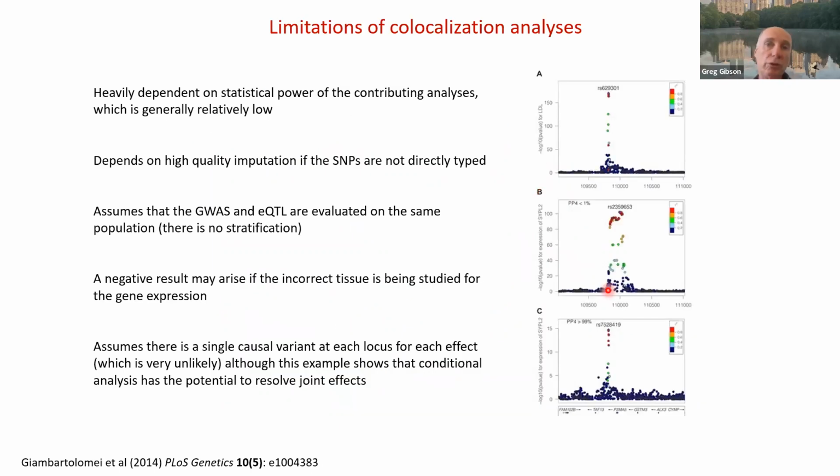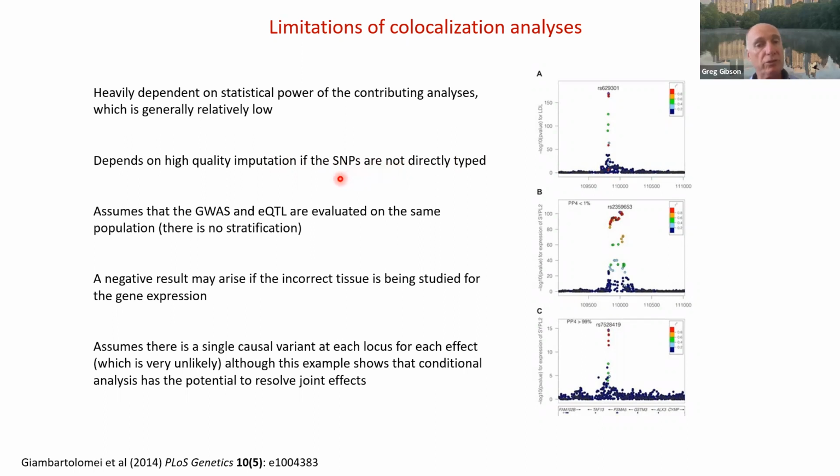So, limitations of co-localization analyses: it's heavily dependent on statistical power in the contributing analyses, which is generally relatively low. So if you're only dealing with a sample of a couple of hundred, then you're probably not going to get large enough effects from the eQTL to do this. The imputation quality of the SNPs is important. So, going back to a question we had in the previous lecture, this is one place where imputation can be very, very useful. This is where you're guessing what the SNP type is based on the LD patterns rather than directly typing it.